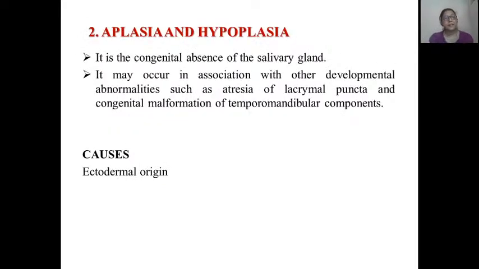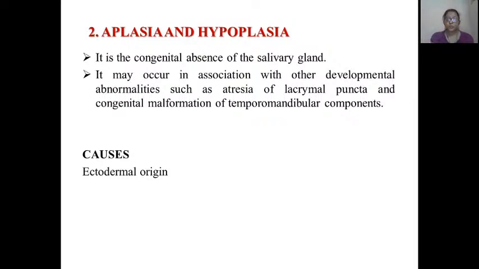The second thing is aplasia or hypoplasia. It is a congenital absence of the salivary gland. It may occur in association with other developmental abnormalities such as atresia of the lacrimal puncta or congenital malformation of temporomandibular components.